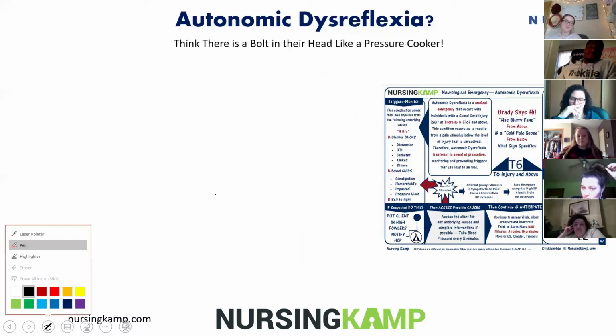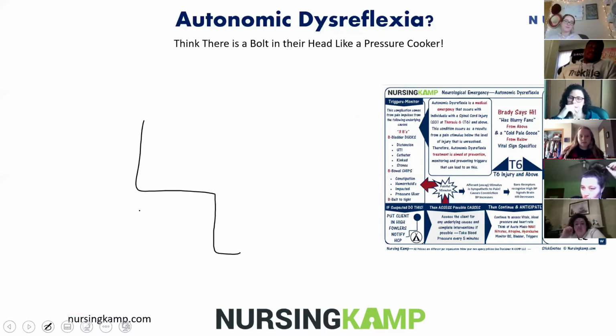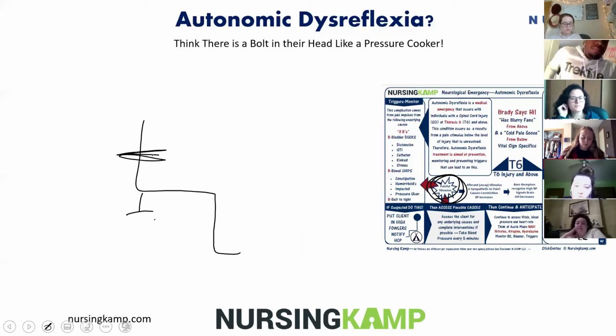So you have the person on the thumbtack, and that's pain. So we're talking about this right here. Think about this: you have a pain response, and you have a level of injury at T6. That pain response is a stress response. So think about running from the bear.